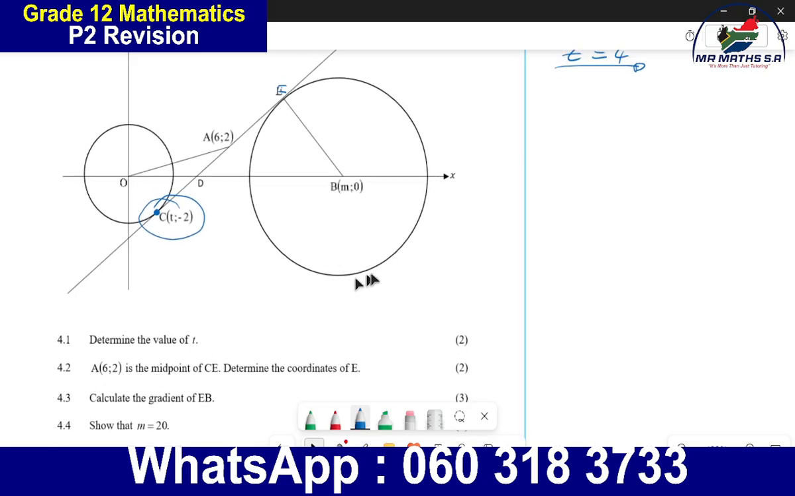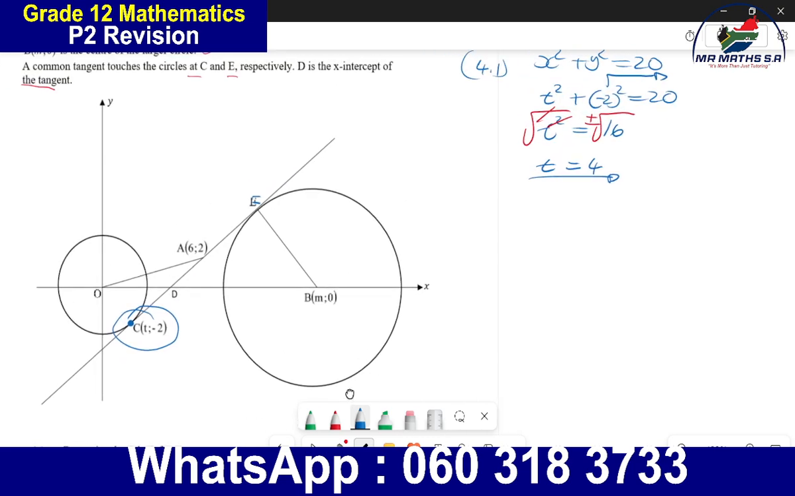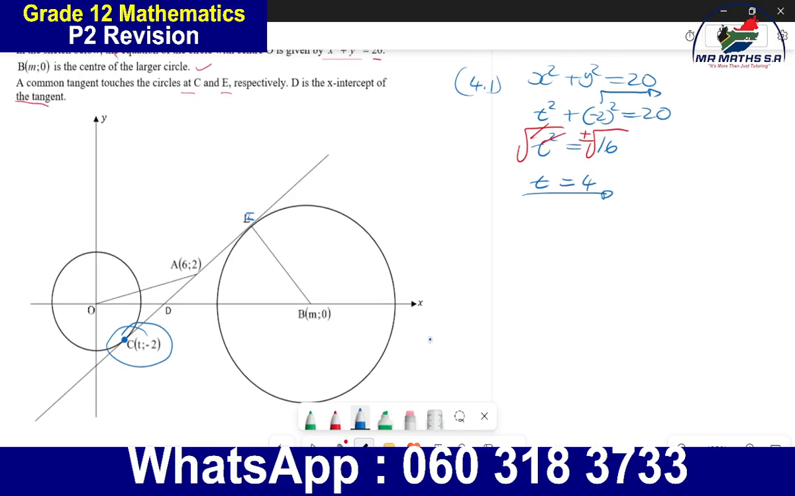The following question kwathiwa A is (6, 2) and is the midpoint of CE. Okay? Determine the coordinate of E. Okay, now we know that if this is the midpoint, then that means the distance from E, which is this point over here, and C is the same. And C to A is the same. The distance from A to E and A to C is the same.